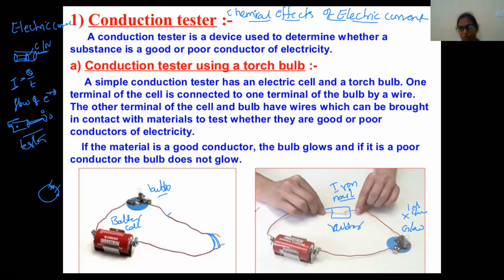So like that, we create our own tester by using simple appliances: a cell or battery, or cell holder, and some wires, a bulb holder and bulb, and some connecting wires. Whichever instrument we need to test, whether it is a conductor or insulator, we connect in between the two terminals, and we test whether it is conducting or not conducting. I hope this is clear, children.